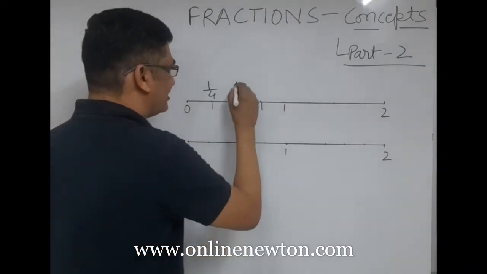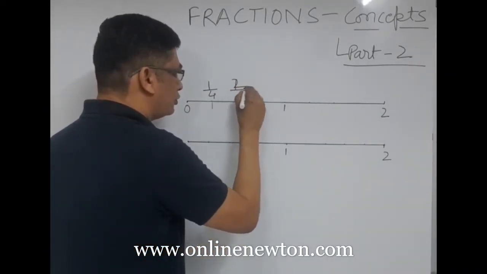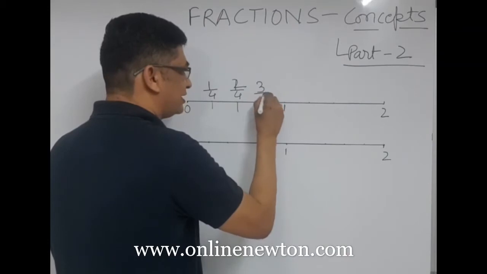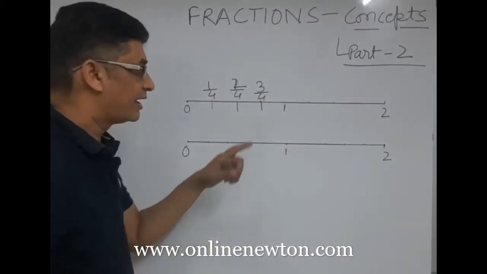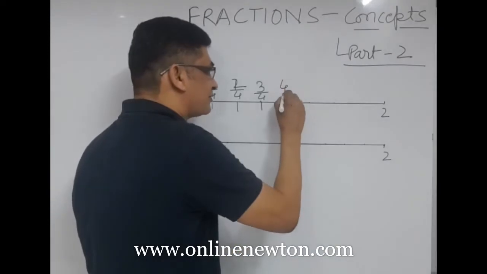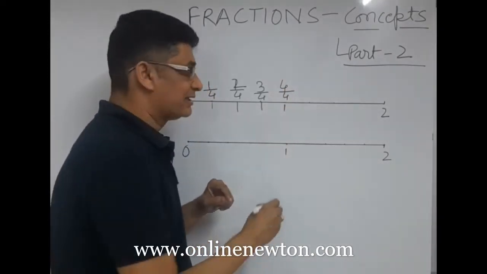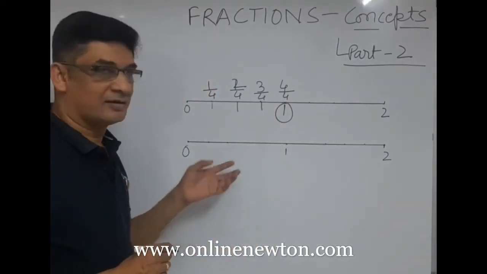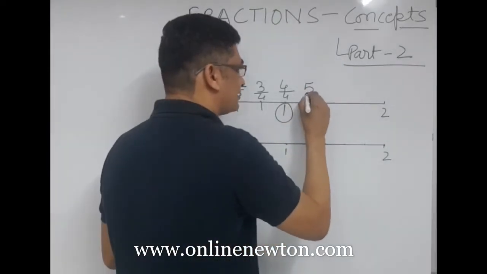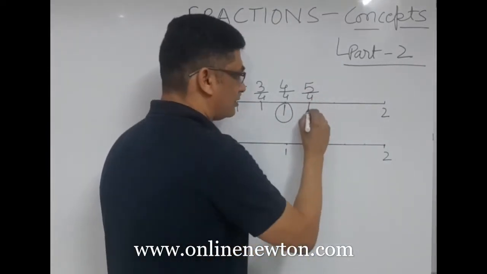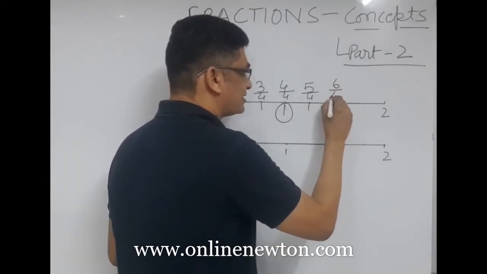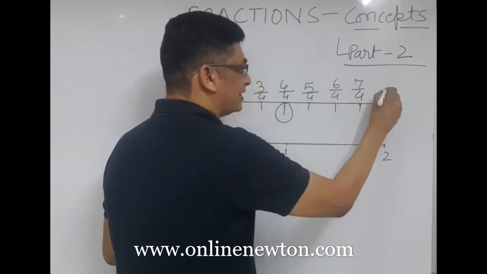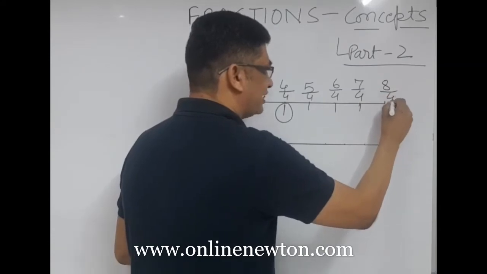The second part is called as 2 upon 4. The third part is called as 3 upon 4. And the fourth part, which is called as 4 by 4, is same as 1. The fifth part is called as 5 by 4. The sixth part is called as 6 by 4. The seventh part is called as 7 by 4, and the eighth part is called as 8 by 4.